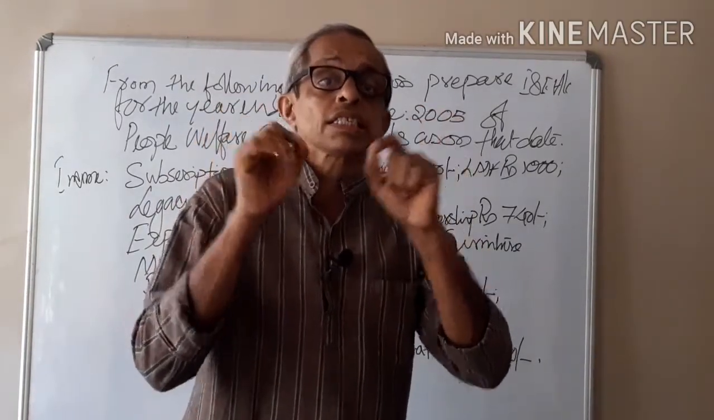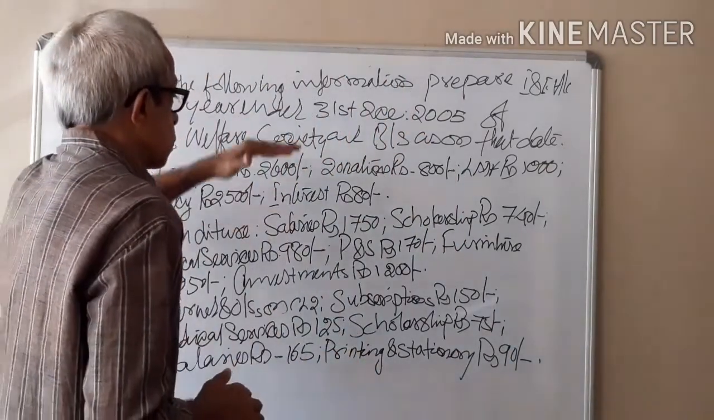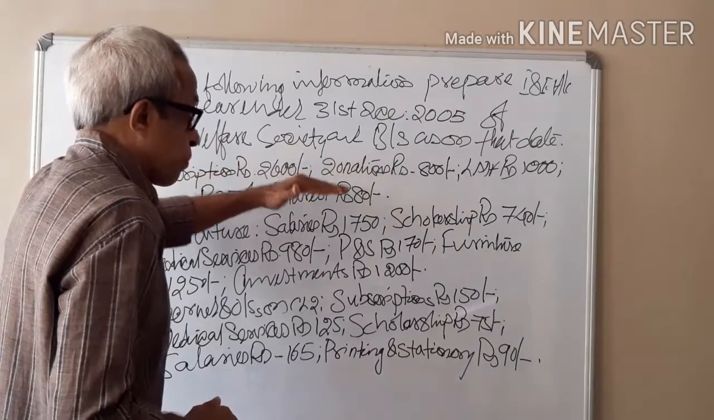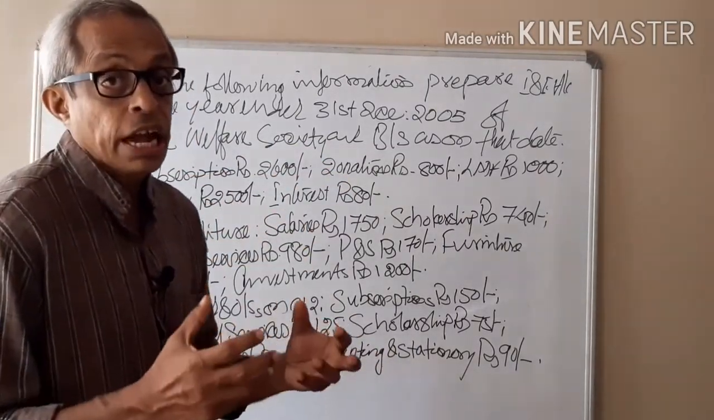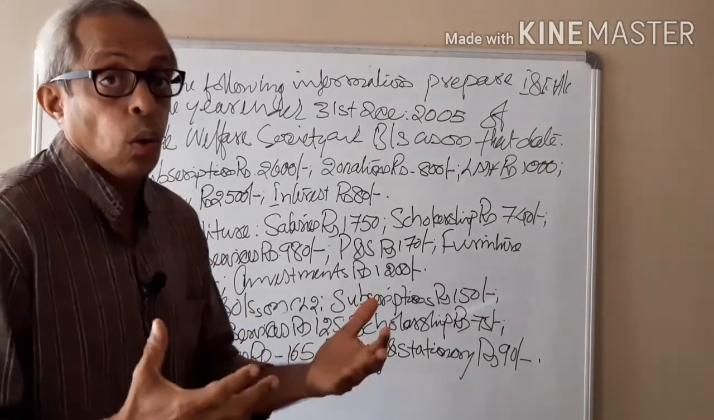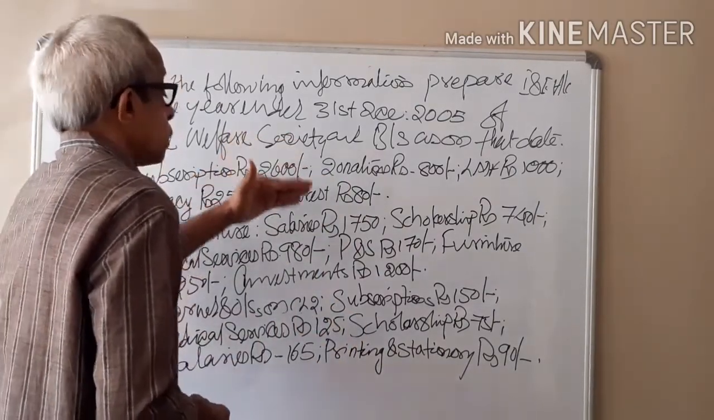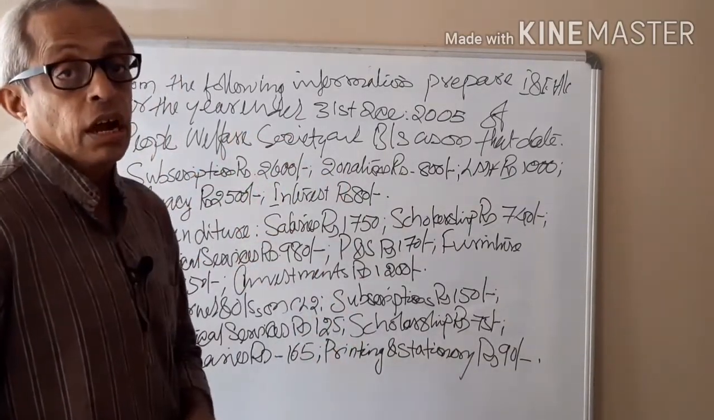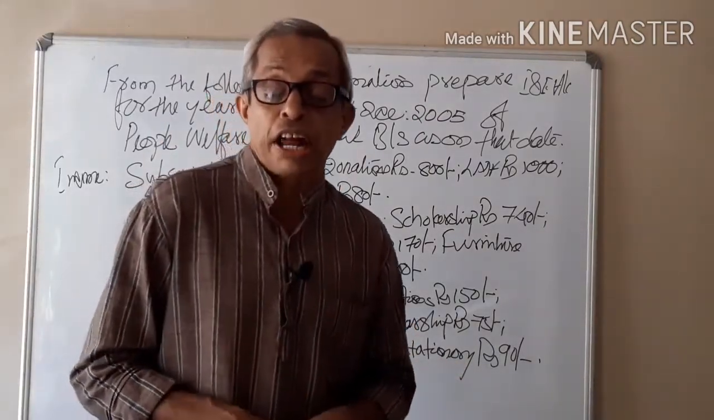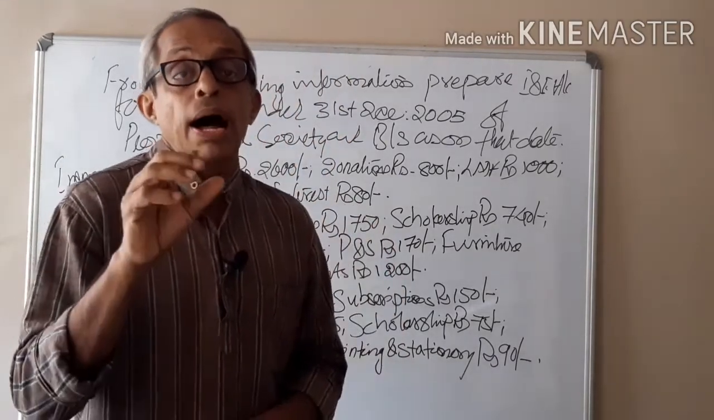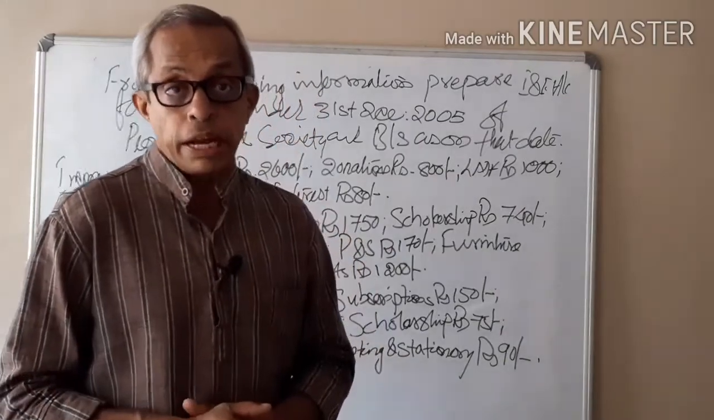So one thing is very clear, that from the figures given here, we cannot find out what is the amount of cash or bank balance. Therefore, we have to find out this cash balance of this particular business concern. For that, we may prepare a receipts and payments account. Balance in the receipts and payments account may be termed as cash balance.